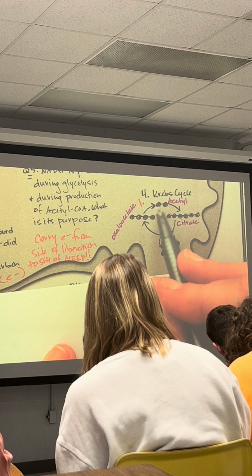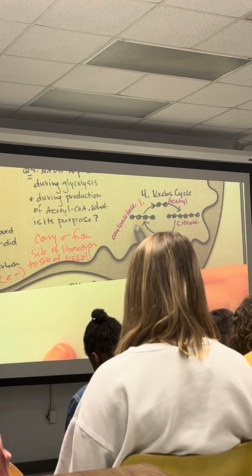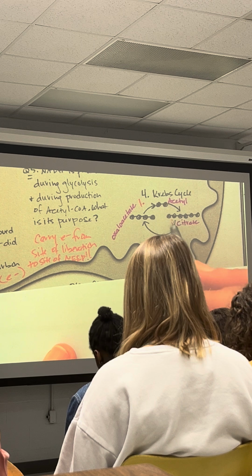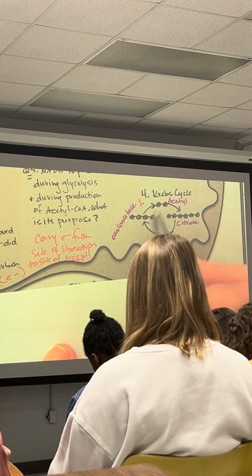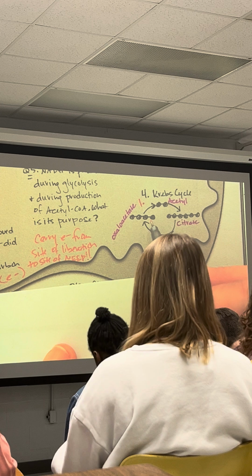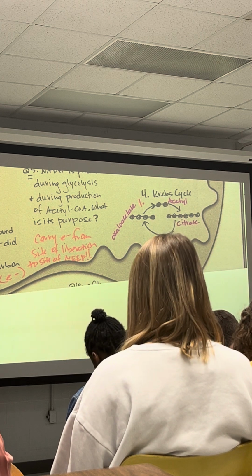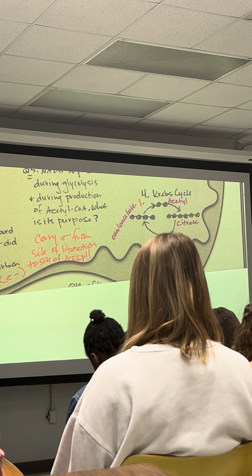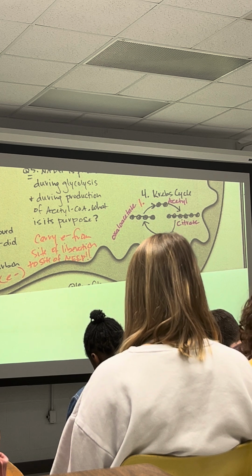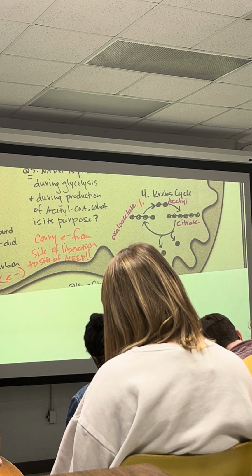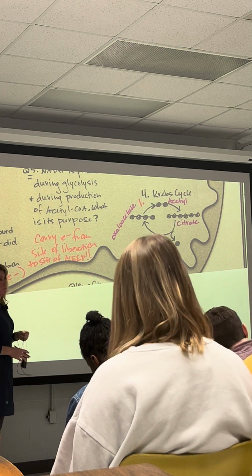Acetyl-CoA had 2 carbons. So when I combine oxaloacetate and acetyl-CoA, I get 6 carbons. All I'm doing is just adding some carbons. 4 carbons plus 2 carbons, 6 carbons. And I form citrate, which is why sometimes this is called the citric acid cycle. Citrate is the first thing that's produced. It is unstable.